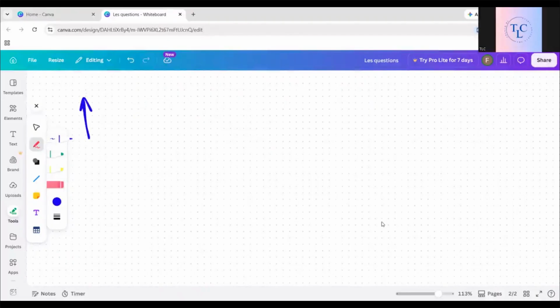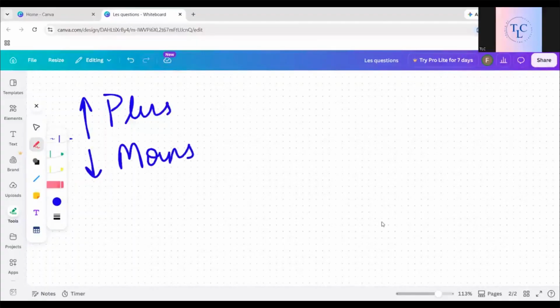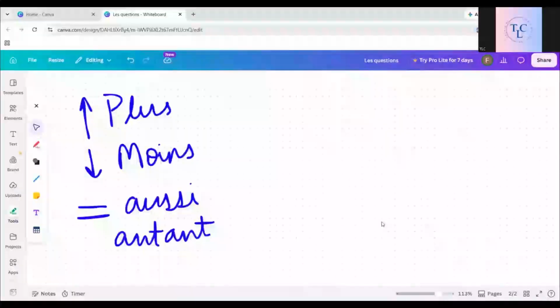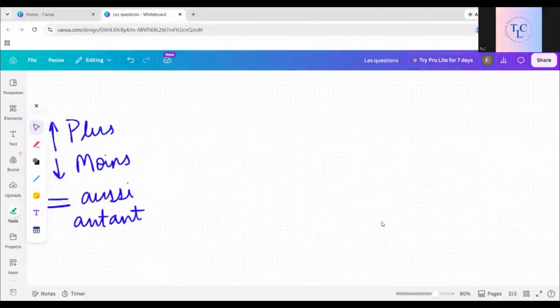More is plus, less is moins, equal, aussi, and autant. Yes, these are the words that you should know. Now, how do we put them and where do we place them in a sentence? That's our next thing.